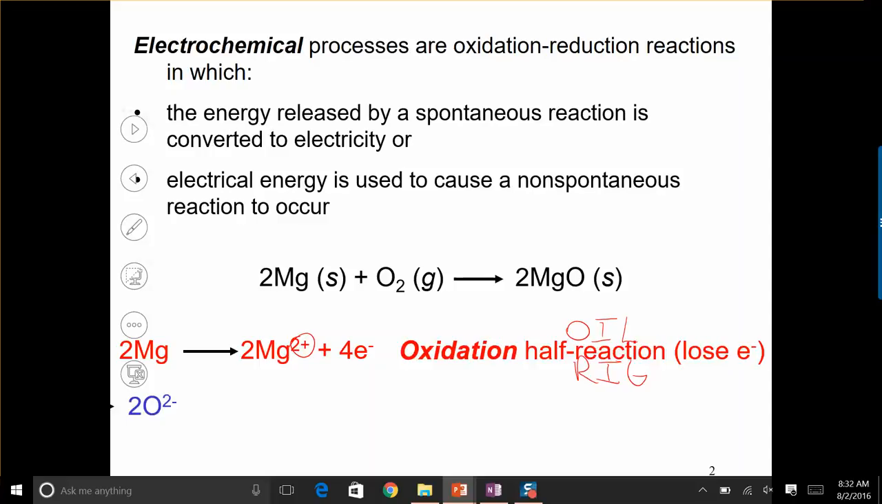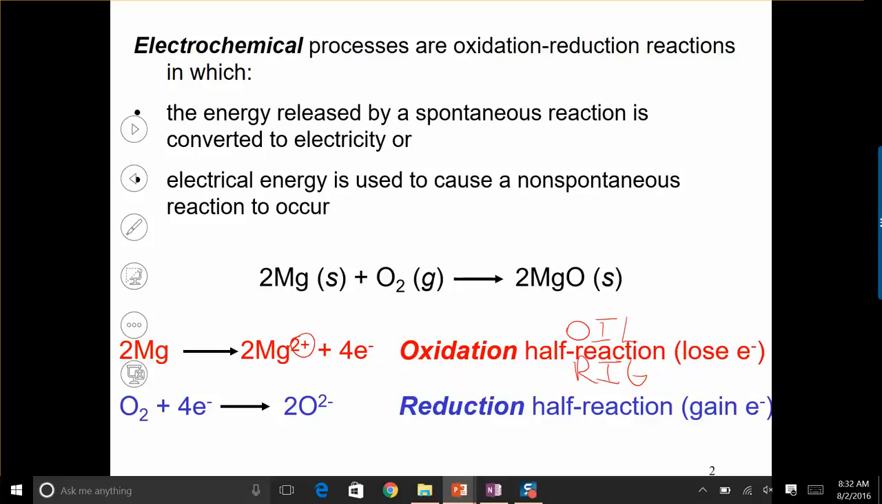That's the oxidation. And then we have oxygen, looking at what happens to oxygen. Oxygen became O2 minus. 2 minus means I gained 2 electrons. I gained 2 electrons. But I have 2 oxygens that gained 2 electrons, so that's a total of 4 electrons that it gained. And so I have O2 plus 4 electrons gives me 2 O2 minus.